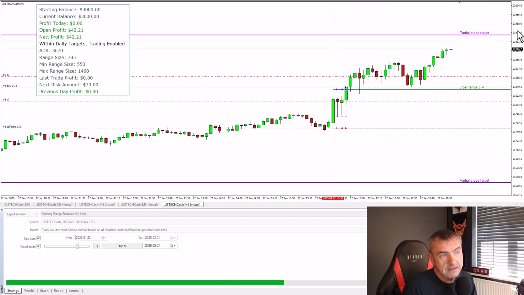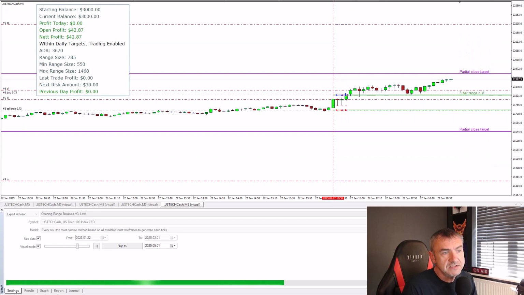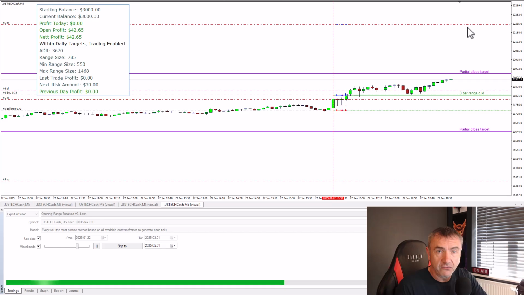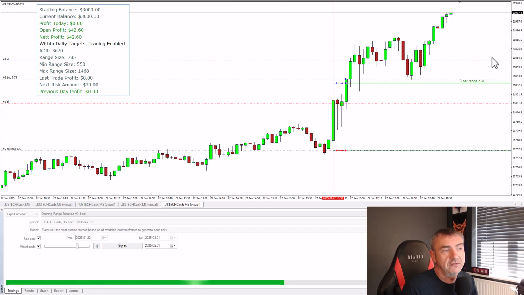If I shrink the chart down here, you'll see there is the target. The target I have set personally in the EA at the moment is 1 ADR. So I know the average movement that this instrument makes on a daily range is 3670. If today is going to be an average day or a beyond average day, we would expect price to potentially get to that sort of distance. So if we're going to get a trend day, that's as far as we'll probably get. Okay, so that's where I set my targets, and this is all adjustable in the EA, which we'll go through the settings of in a minute.